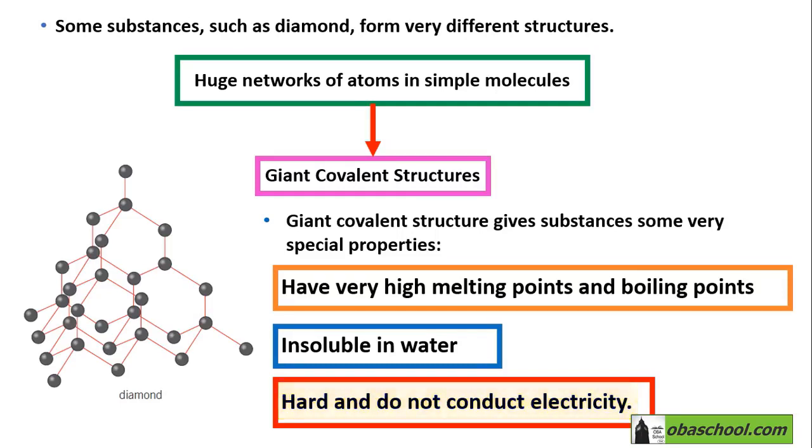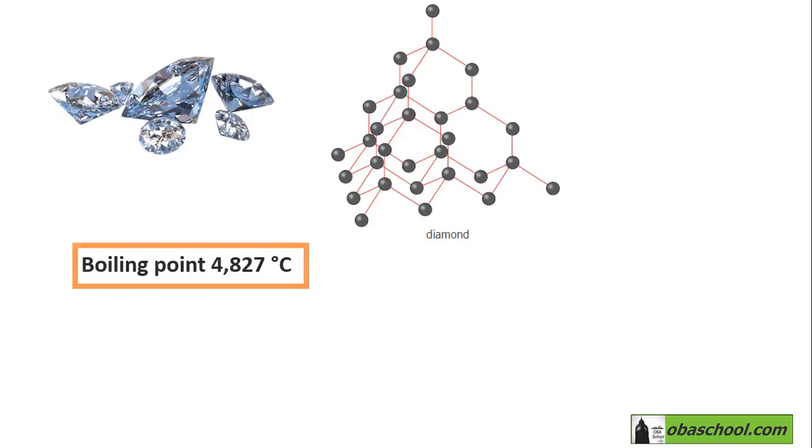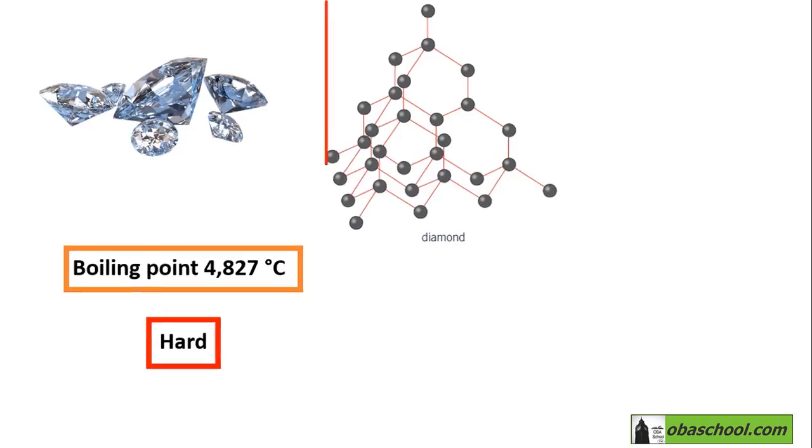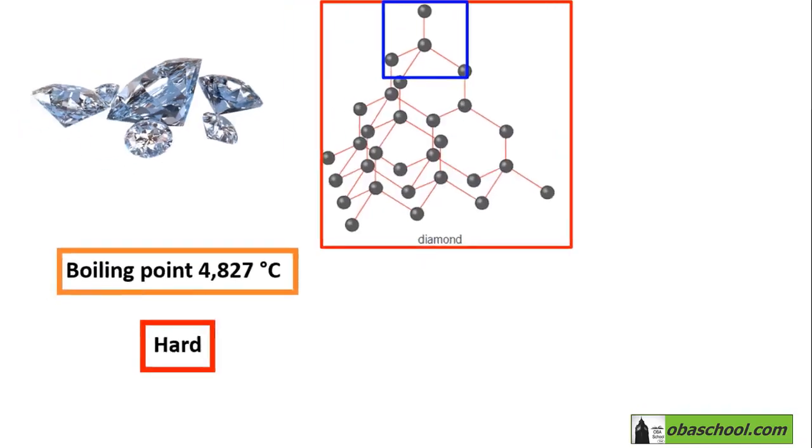For example, as mentioned earlier, diamond is exceptionally hard and it has a boiling temperature of 4,827 degrees Celsius. Each carbon atom forms 4 strong covalent bonds, as you can observe here, which are arranged in a perfectly symmetrical giant lattice, as you can observe in the following diagram.